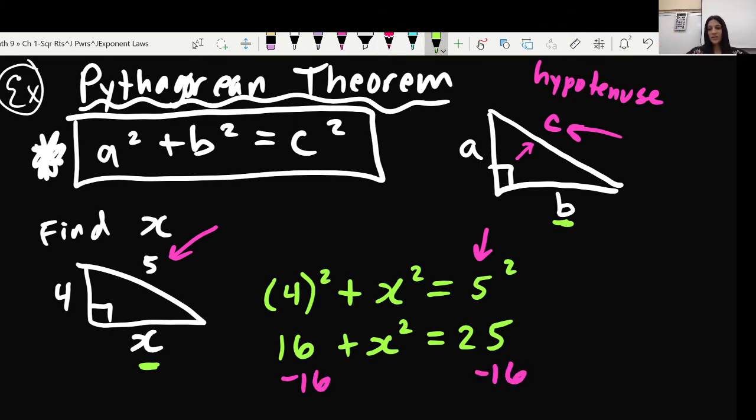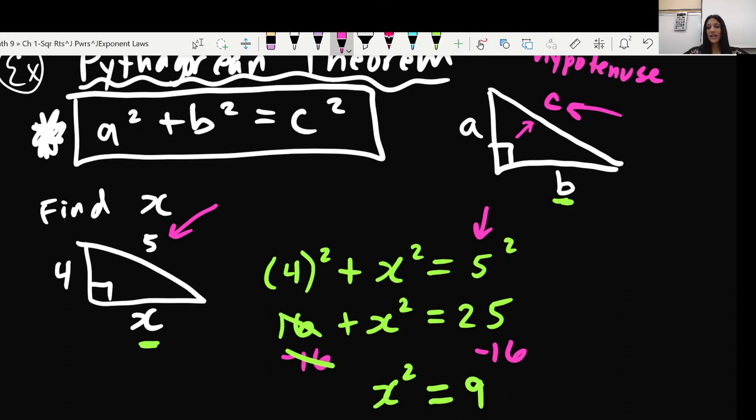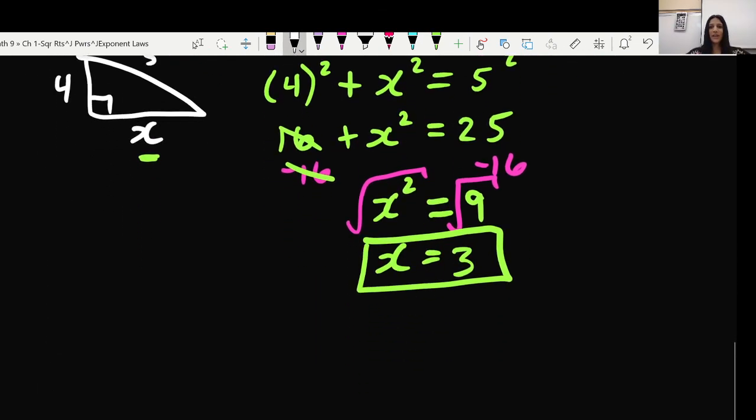And an equation is like a scale. I want to keep things balanced on both sides. So whatever I do to one side, I have to do to the other. So when I look at this, 16 minus 16 is just gone. And x squared is equal to 9. Now I don't want x squared, I want just x. So I'm going to square root both sides. And when I do that, I find that my x value is just equal, sorry, not 9, the square root of 9 is 3. So after all that work, our answer or our solution would be that x is equal to 3.